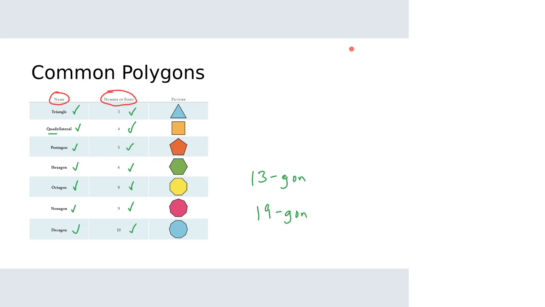I will say that without a doubt, the most important polygons for us are going to be triangles and quadrilaterals. And we're going to spend the vast majority of our time on those. And you'll see that as we go through class today.